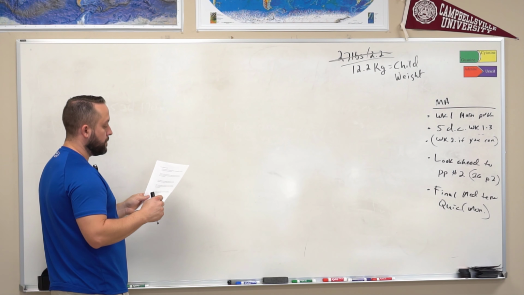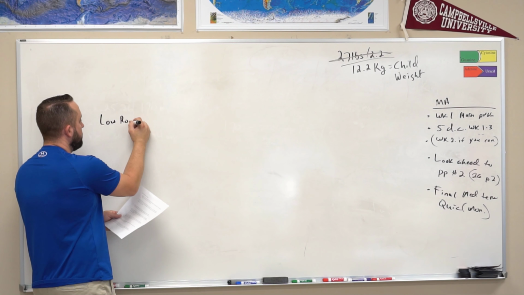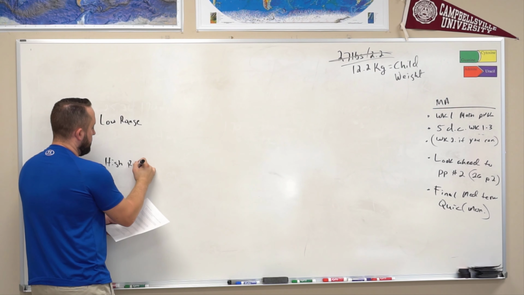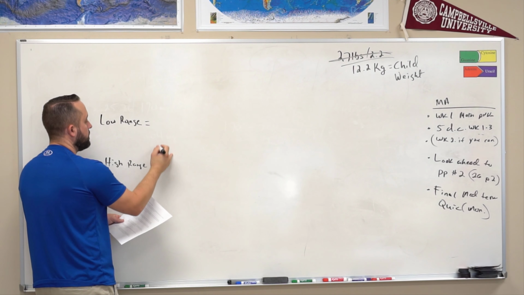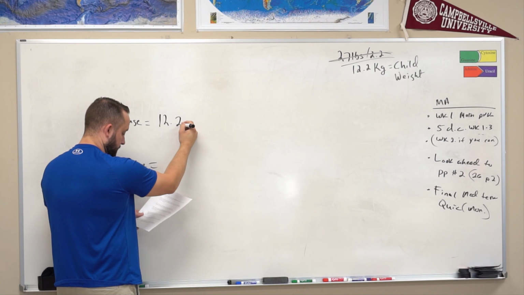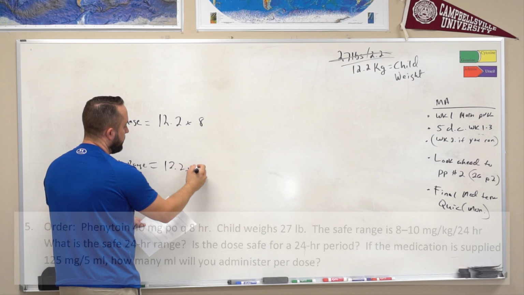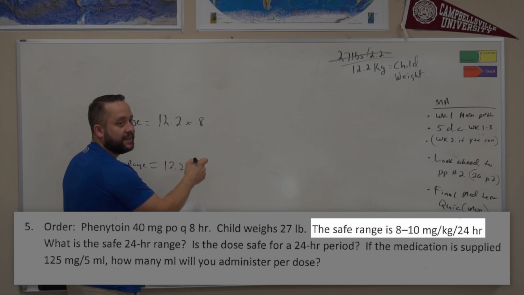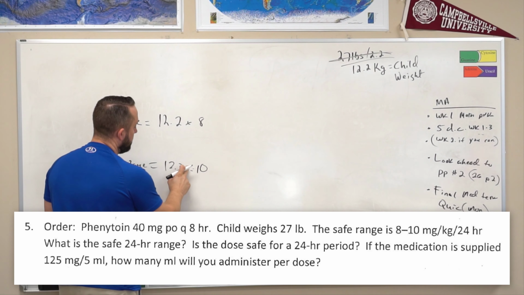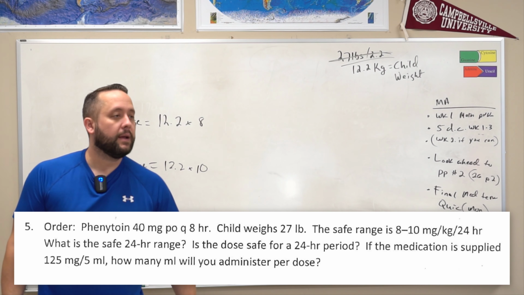So I do this in 2 ways. I do the low end of the range, and I do the high end of the range. So that'd be 12.2 times 8, and 12.2 times what, Christine? 10. We're looking at number 5. Yeah. It's just like number 4 almost.